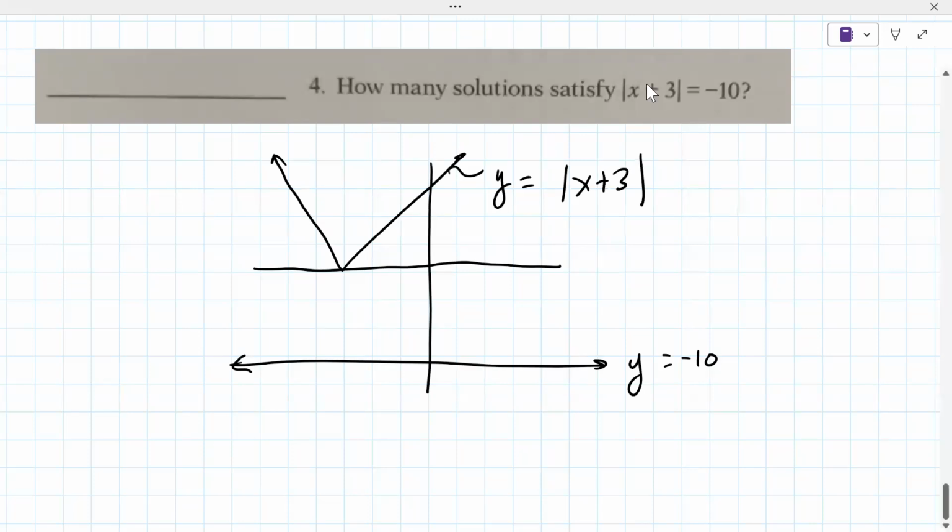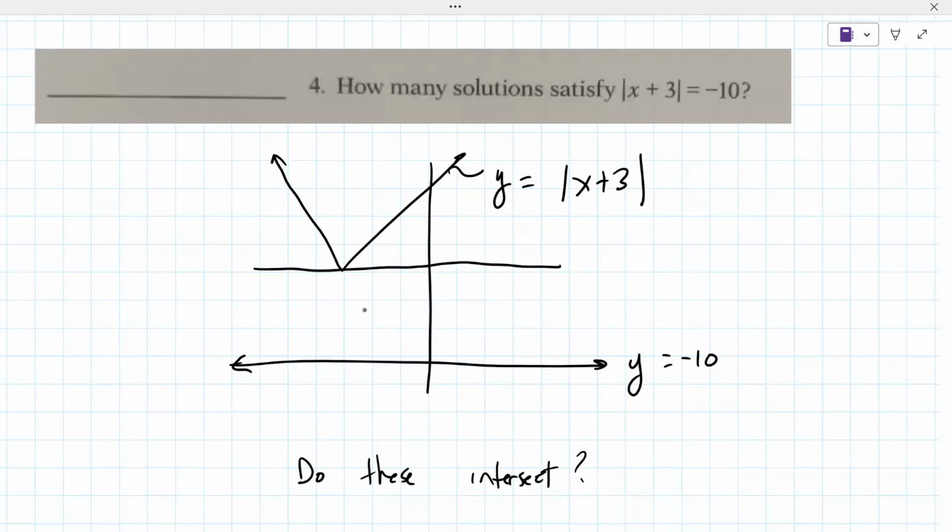The first one is the absolute value of x plus 3. That's this V graph here. And y equals -10 is down here, not to scale. So my question to you is, do these intersect? Do these lines ever hit each other, cross, touch?